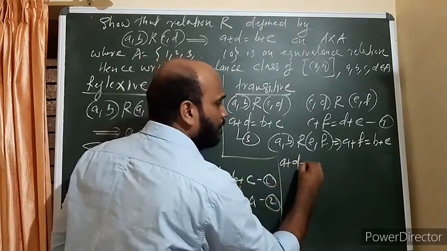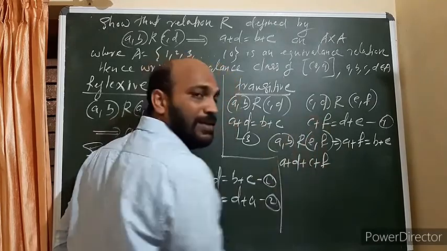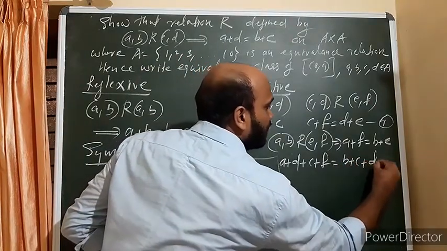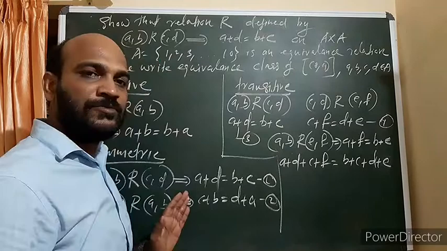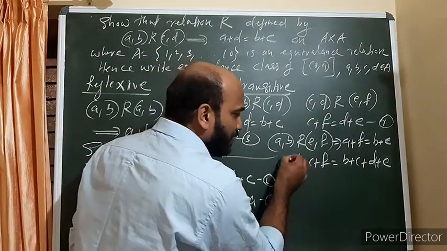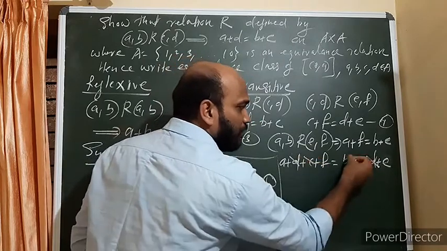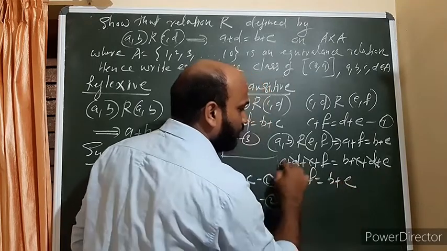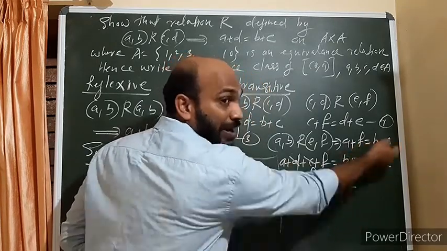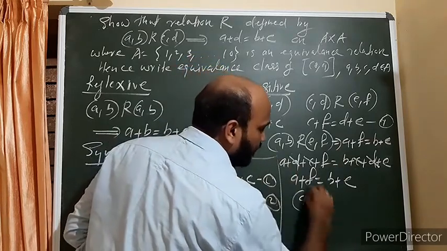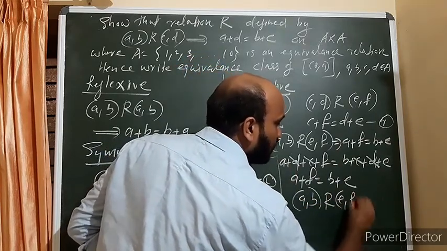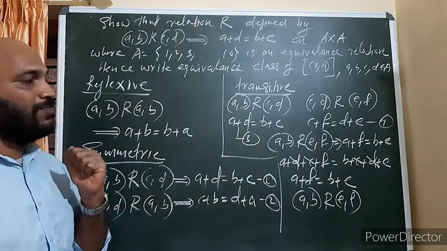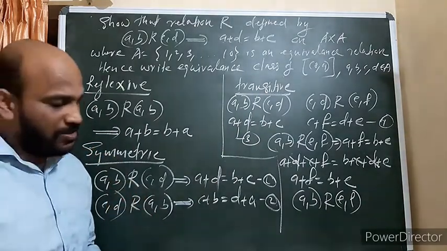By adding 3 and 4, we will get the left hand side a plus d plus c plus f, and the right hand side will be b plus c plus d plus e. Now we can cancel d from both sides, and we can cancel c from both sides. So we get a plus f equals b plus e. Those are the conditions we are getting. That means (a, b) is related to (e, f). So the relation is transitive. So it is transitive, symmetric and reflexive, so the relation is an equivalence relation.